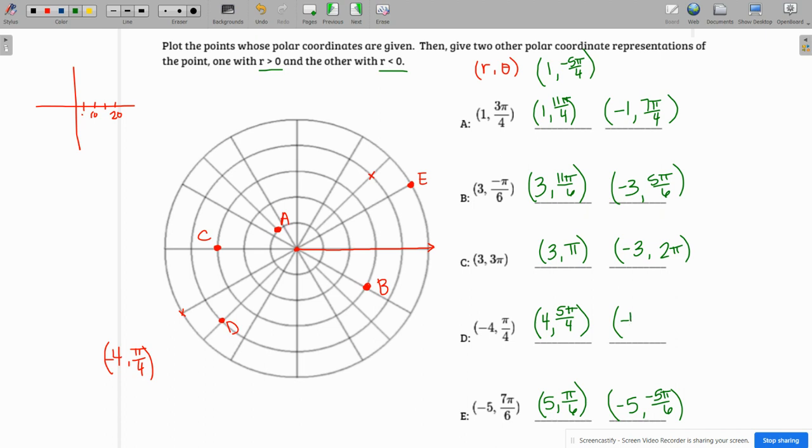Last one, we need a negative r value for point D. We already had -4, pi over 4 for this. So if we wanted to use -4, we'd have to have something that's coterminal with pi over 4. So we could say something like -7 pi over 4, right? Because pi over 4 minus 8 pi over 4, we could have -7 pi over 4. Or you could have said -4, and then if you added 8 pi over 4 to pi over 4, that could be 9 pi over 4. So lots of different options.